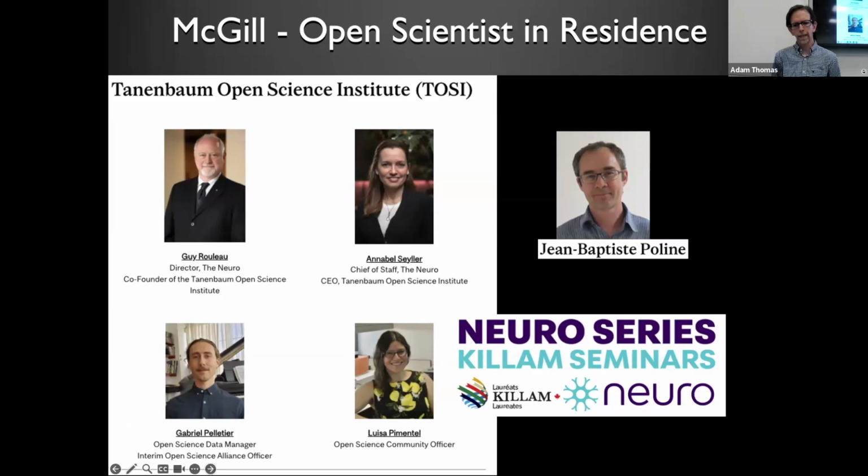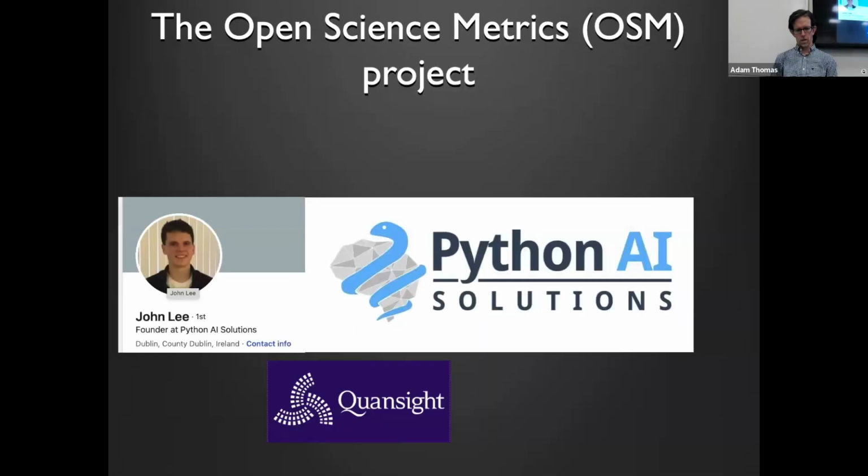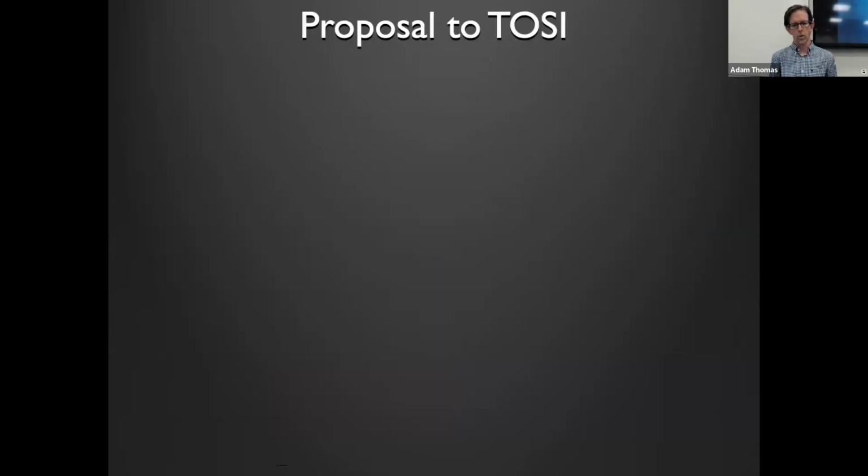And the proposal that I sent to them before I went and did this little residency was to create something called the Open Science Metrics project. I worked on this with John Lee, who was one of the original employees of the data science and sharing team, who now runs his own company called Python AI Solutions, as well as another group of software developers called QuantSci.